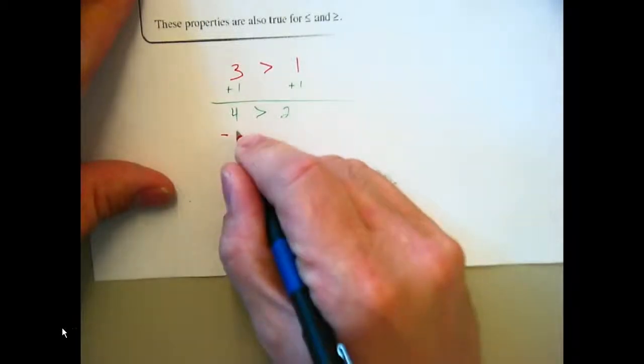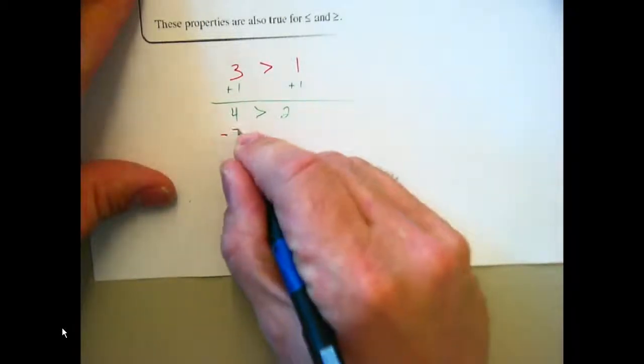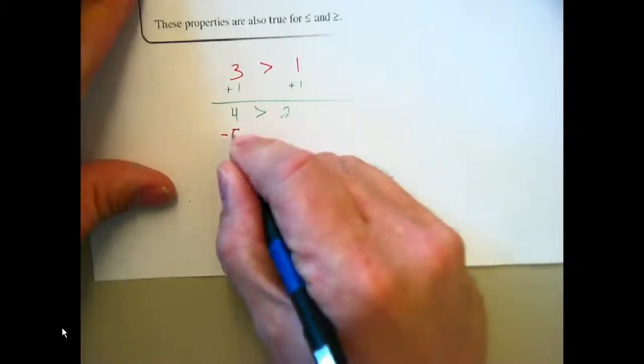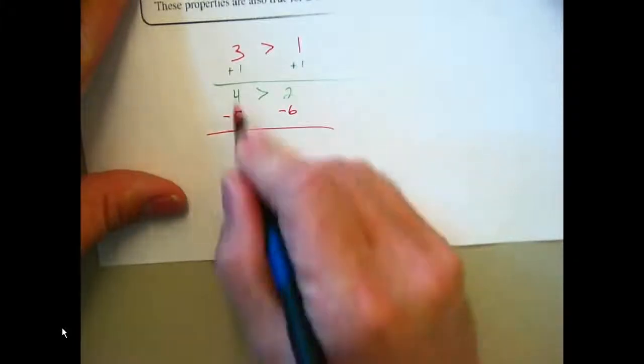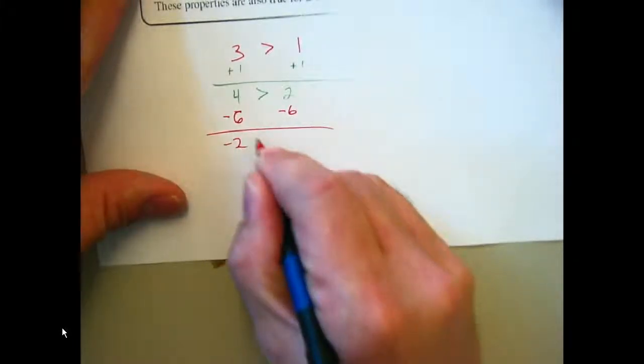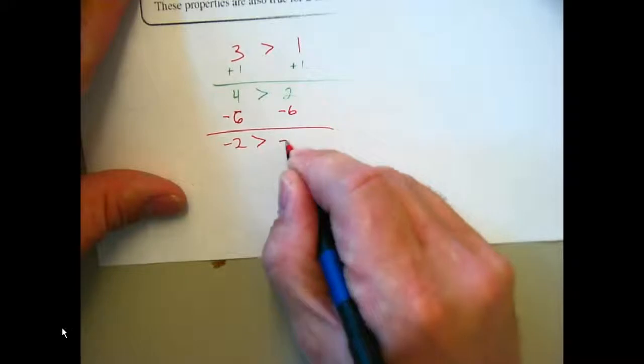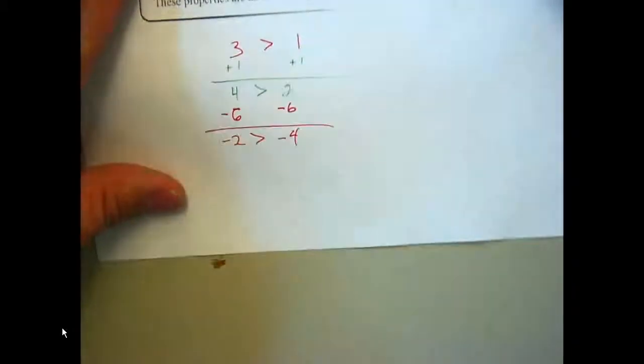Well, if I go ahead and subtract an amount from each side, let's say I take away 7. Actually, let's take away 6. Let me keep it a nice even number. 4 minus 6 is negative 2. Negative 2 is greater than negative 4. Very true? Okay, everyone agrees.